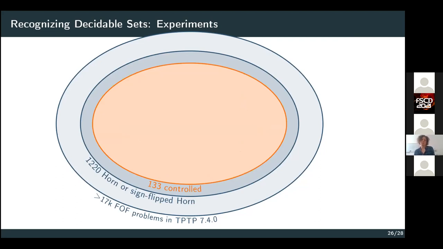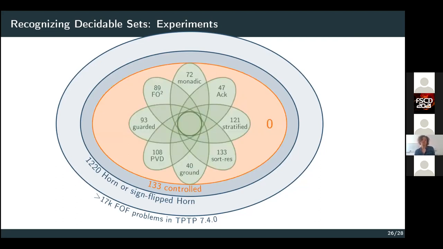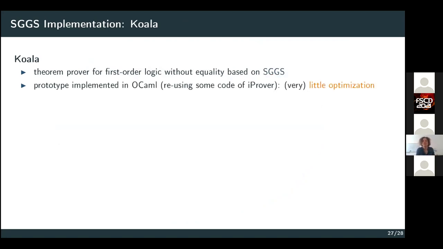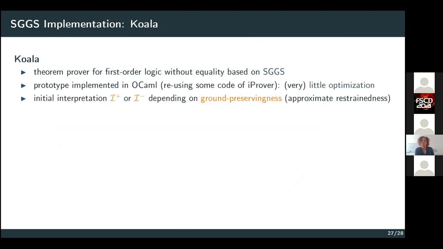Repeating the same experiment for the controlled class, however, we did not find any new problems that can be recognized decidable. So I will very briefly mention also that there is an implementation of SGGS called Koala, which is a first order logic theorem prover based on SGGS. It is not very optimized, so it was really written as a prototype.